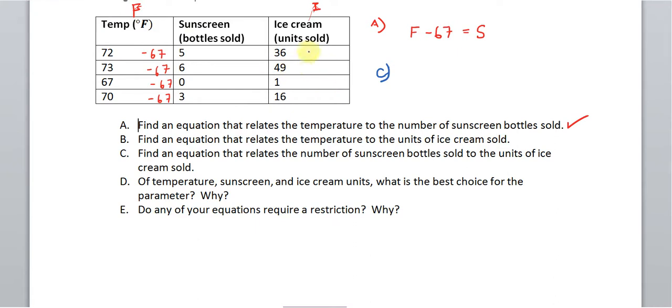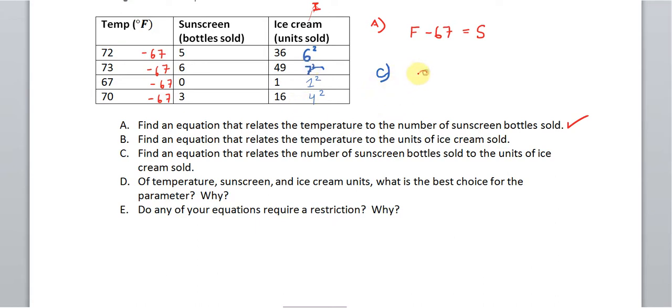36 here is really 6 squared. 49 is 7 squared. 1 is 1 squared. Right? And 16 is 4 squared. So you can kind of see the pattern that if we add 5 plus 1 we get 6, 6 plus 1 we get 7, 0 plus 1 we get 1, 3 plus 1 we get 4, and we square all of those, we get the units of ice cream.